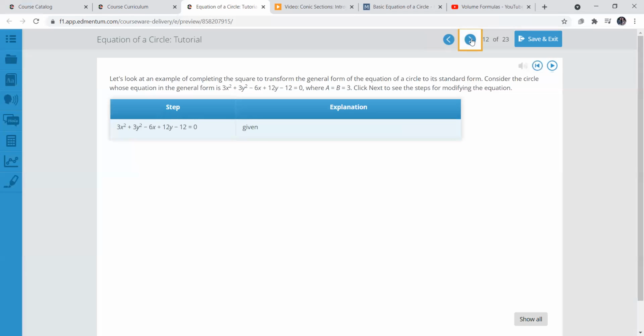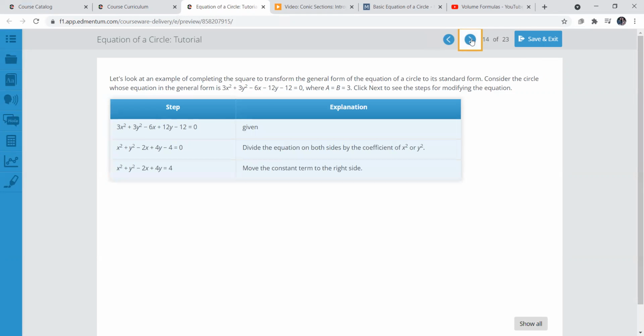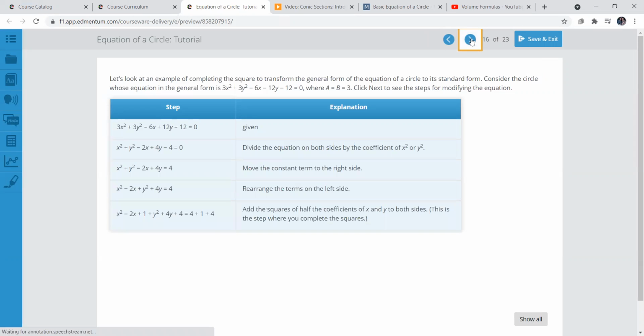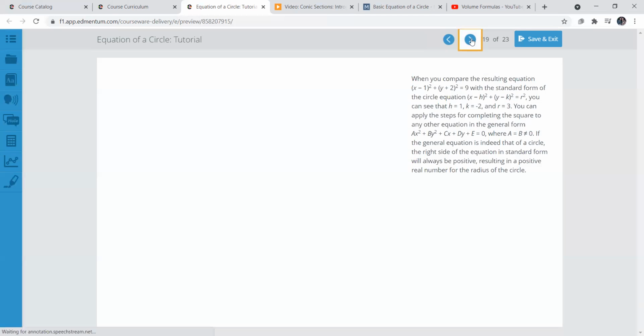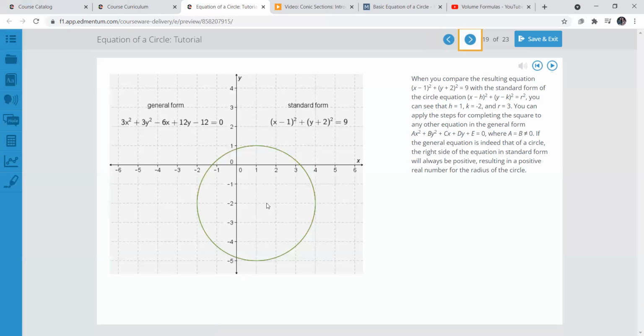Here's another example of an equation. Here's what you would do. First, here's your equation. Then you divide both sides by the coefficient, okay? Then move the constant term to the right side. Then rearrange the terms on the left side. Add the squares of half the coefficients of x and y to both sides. Then you group the terms, and then you simplify using the identities.